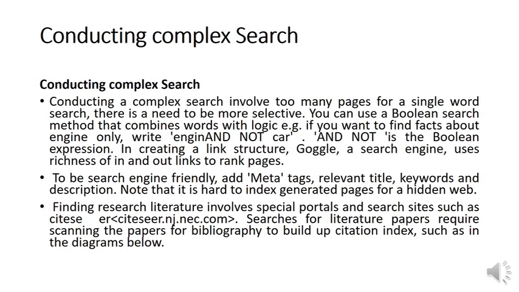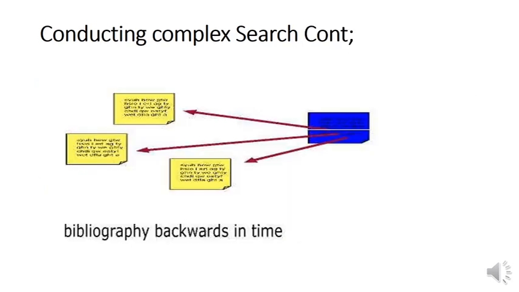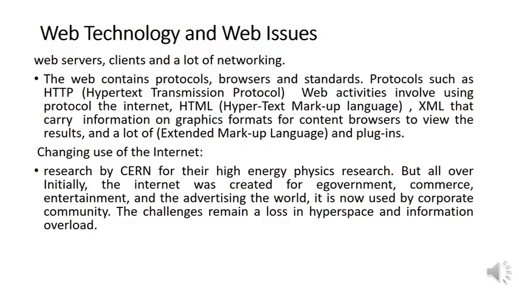Finding research literature involves special portals and search sites such as CiteSeer. Searches for literature papers require scanning the paper for bibliography to build up a citation index, such as in the diagram below. So, backward in terms. So you can just look at how complex search is being conducted.